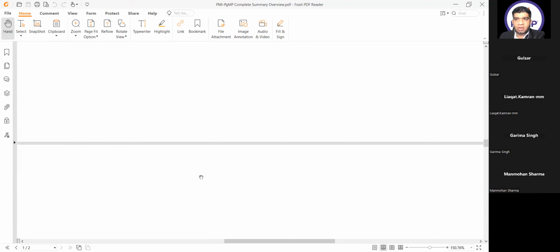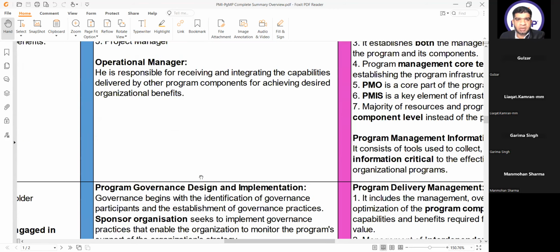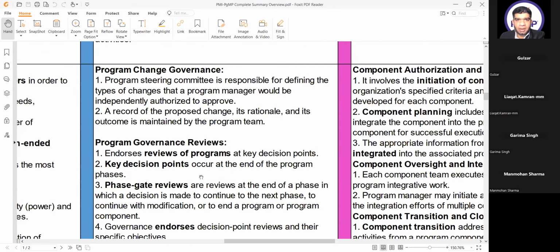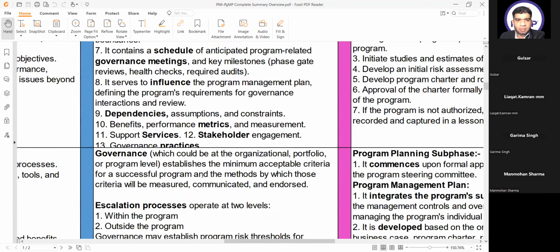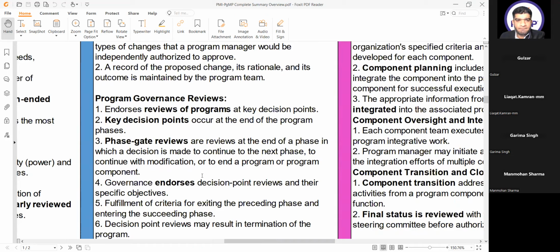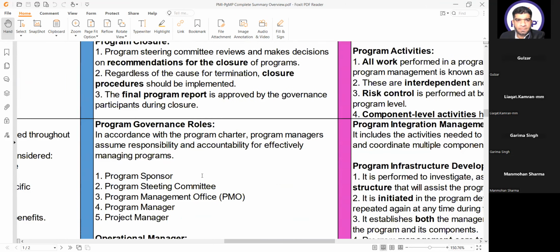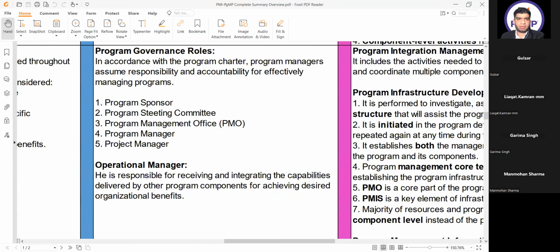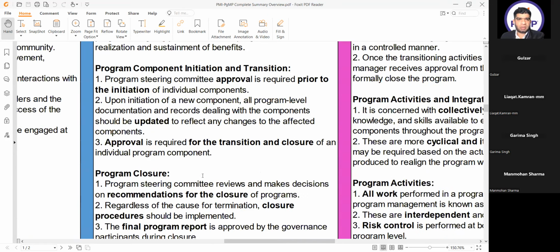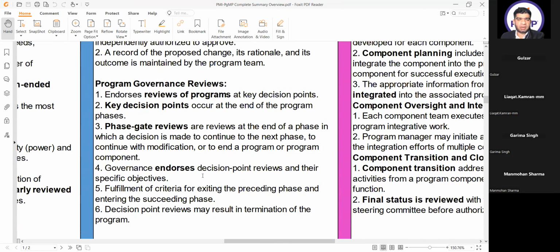So this covers your governance domain completely with keywords. Any question in this? Yes, please go to governance review. Knowledge governance rules, health checks. Yeah, governance review.